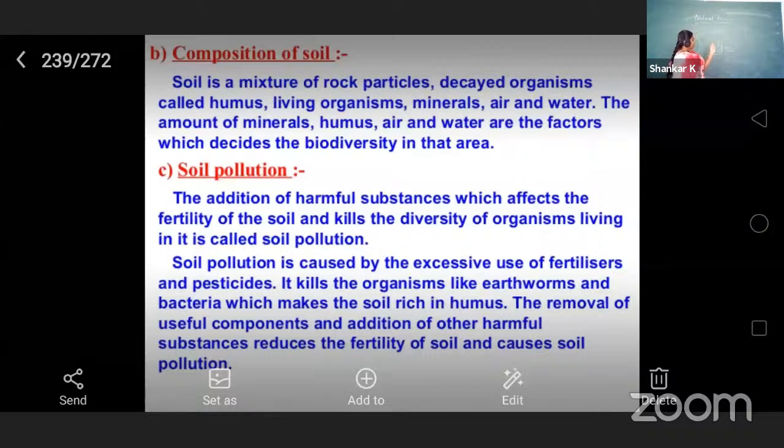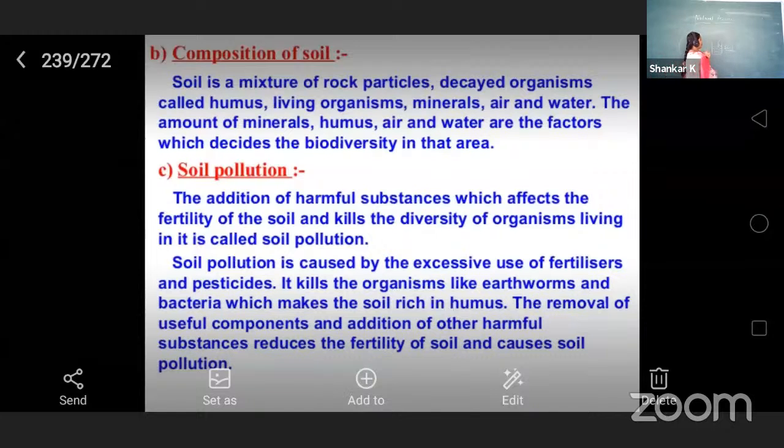What particles can you see in this soil when you put soil in water? Soil is a mixture of rock particles and decayed organisms. Decayed means when these living organisms die, they decay in the soil. That decayed matter we call humus.